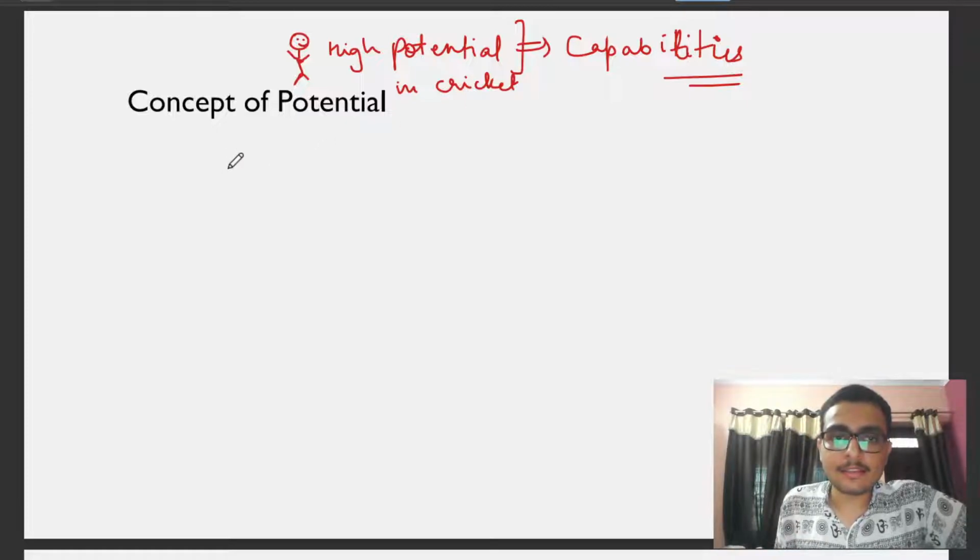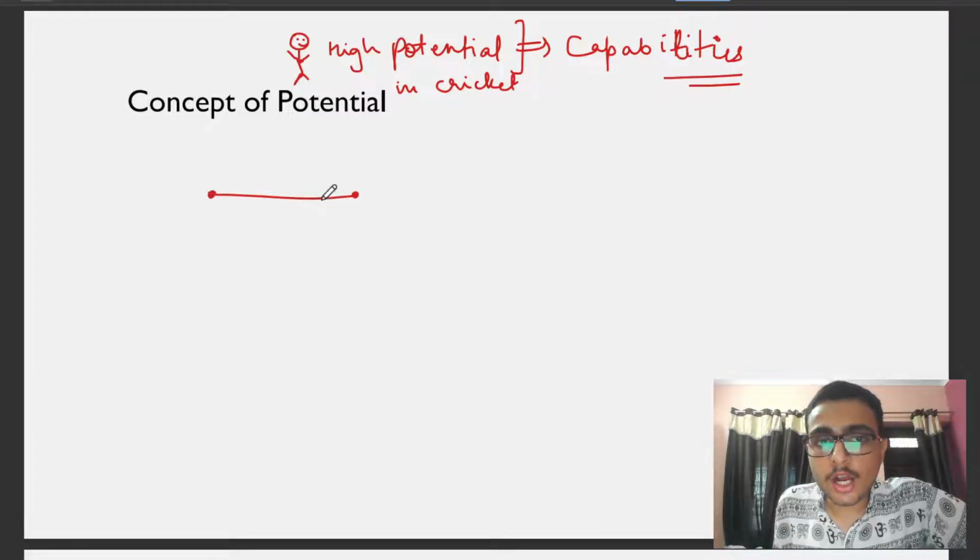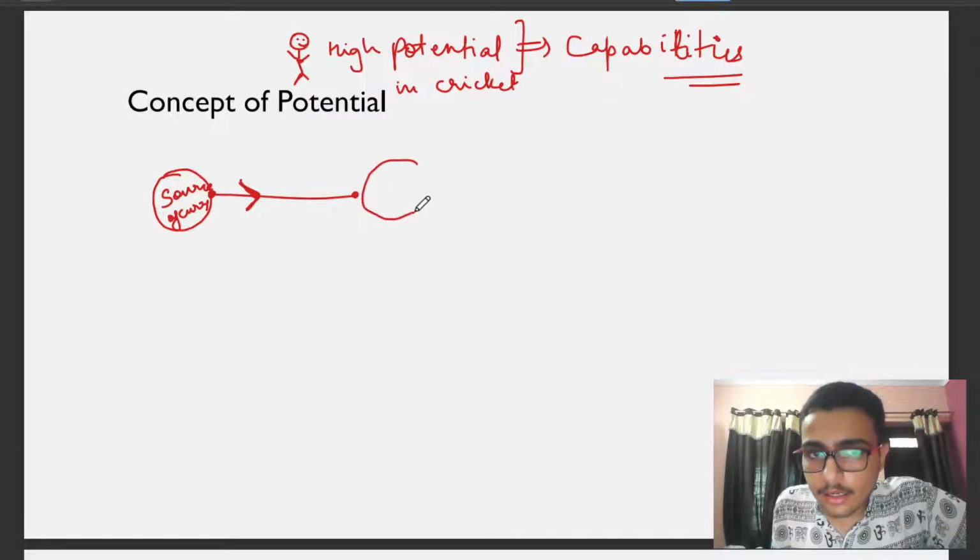Similarly, if I say this is a wire that is connected to a source of current, source of current meaning current is coming out of it, like this, and it is connected to a sink of potential V.